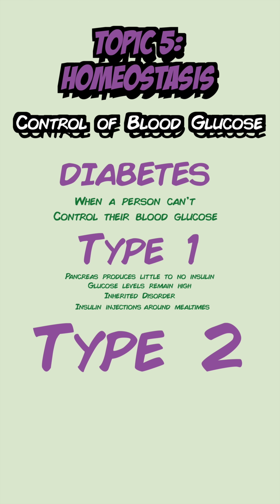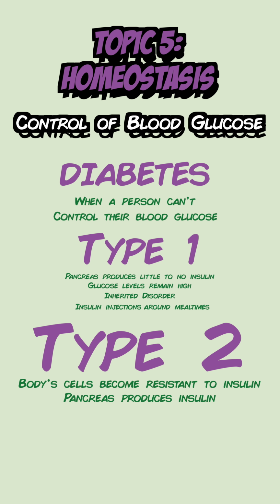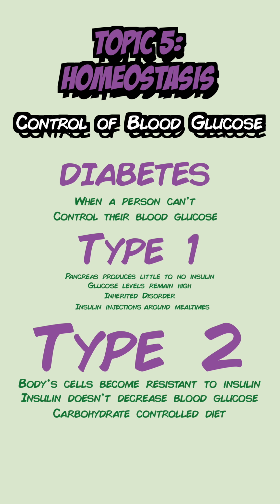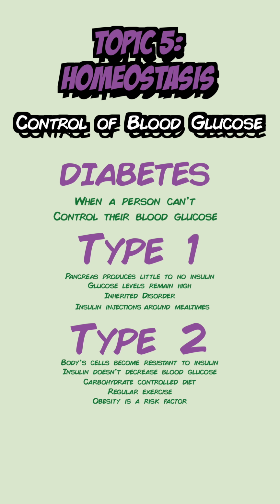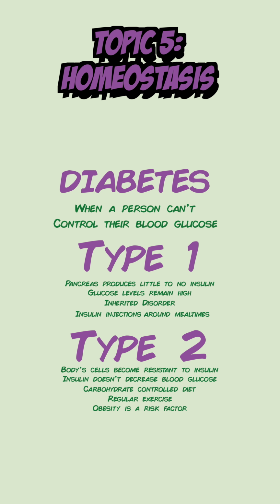Type 2 diabetes, on the other hand, is when the body cells become resistant to insulin. This means the pancreas still produces insulin, but it doesn't cause the blood glucose levels to decrease. Insulin injections won't work with this, so the best way to treat it is by having a carbohydrate controlled diet and by doing regular exercise. Obesity is a risk factor for type 2 diabetes, which just means that an obese person is more likely to get it.